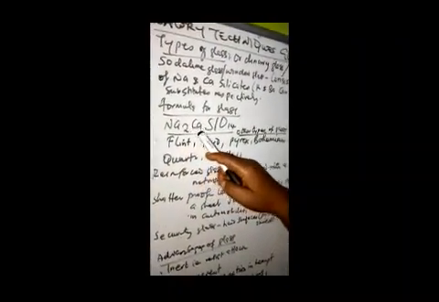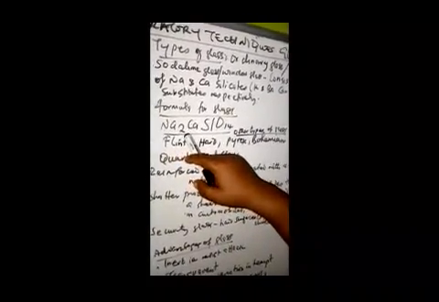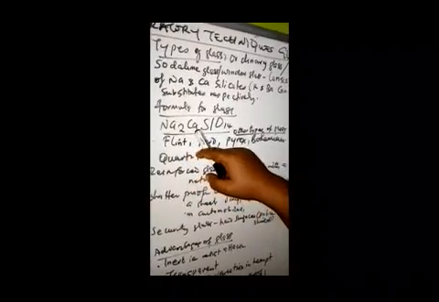Then what is the formula for glass? In the exam, we can ask you to write the formula for glass. The formula for glass is sodium, calcium, silicate. And you can see the formula: sodium, 2 atoms, calcium, 1 atom, silicon, and 14 atoms of oxygen.